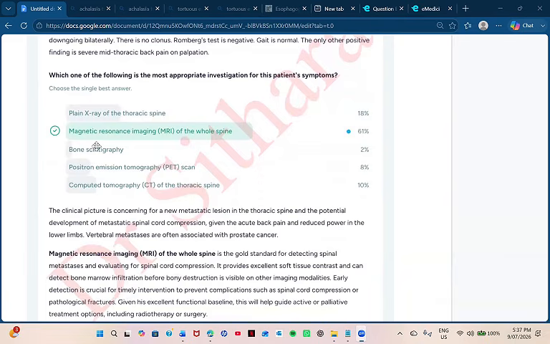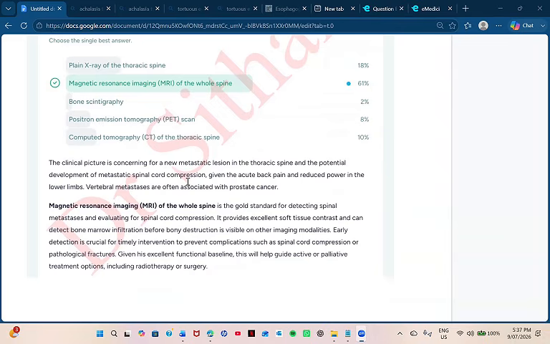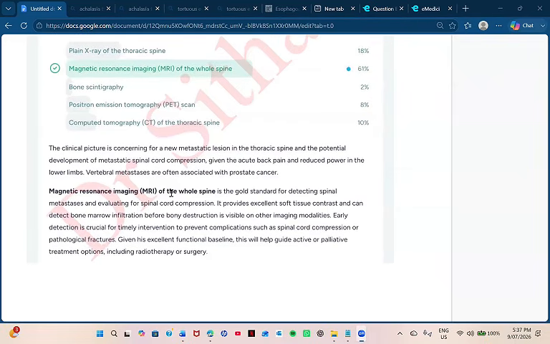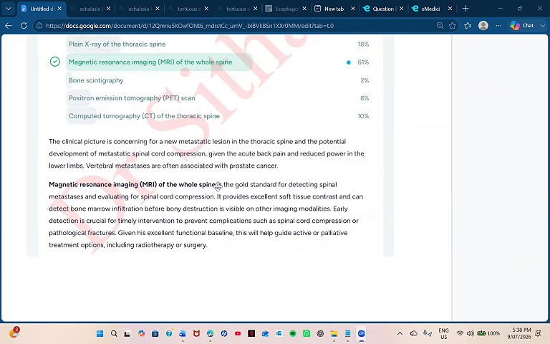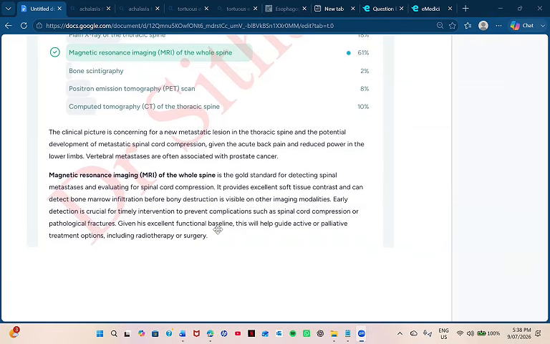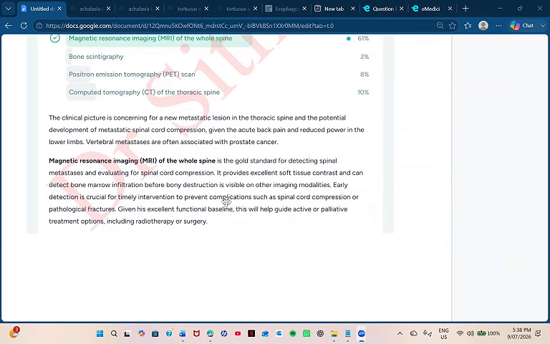So the most appropriate is MRI of the whole spine. Why? Here, the patient has a new metastatic lesion in the thoracic spine and the potential development of metastatic spinal cord compression. This is not the cord compression situation; this is before that. At the moment, no compression is present. If compression were present, the patient would look severely unwell. So MRI of the whole spine is the gold standard.